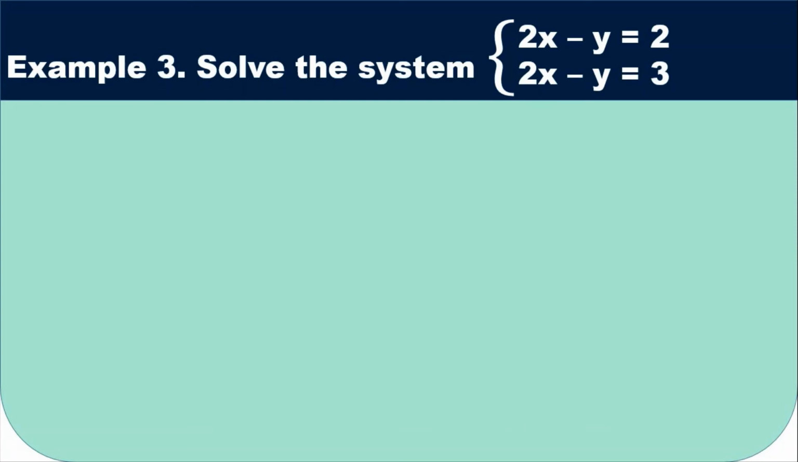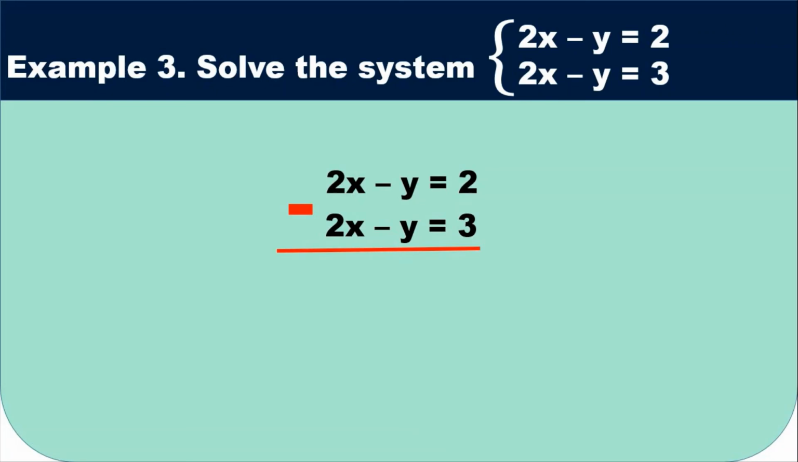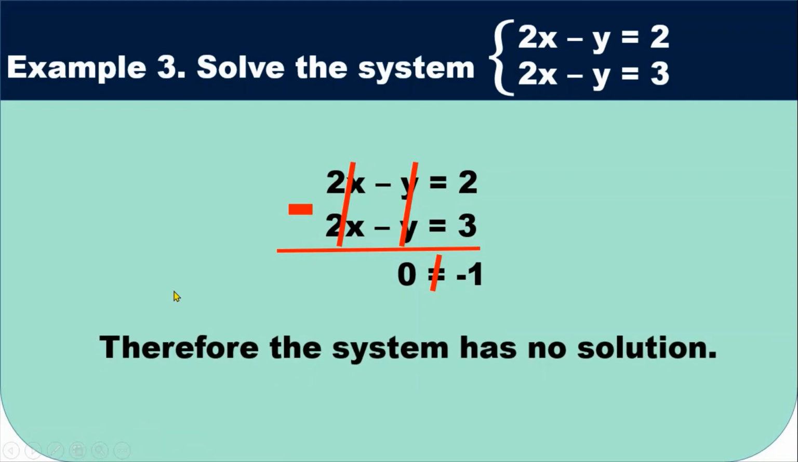Solve the system 2x minus y equals 2, 2x minus y equals 3. Here are the two given equations. And as you can tell, they are the same on the left side. Meaning to say, if we subtract the two equations, we can eliminate the variable x, also the variable y. So the left side becomes 0, while the right side is negative 1, because 2 minus 3 is negative 1. But 0 is not equal to negative 1. If this happens, the system has no solution.